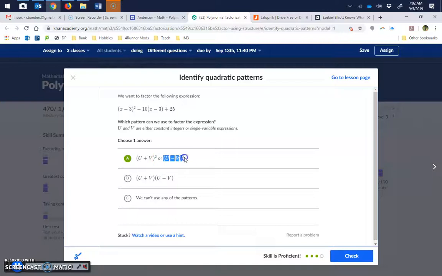So it's going to be A, and it's actually going to be the negative option because we have a negative 10 in here. But we don't actually have to select that. That's where it comes from. It's the u minus v squared one.